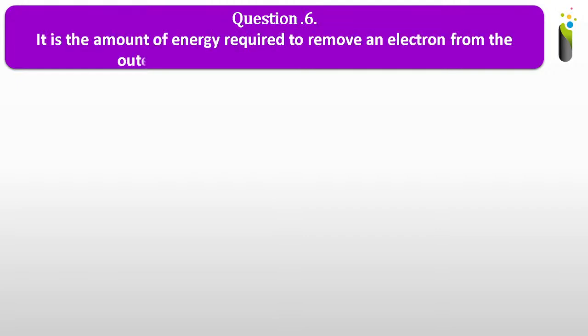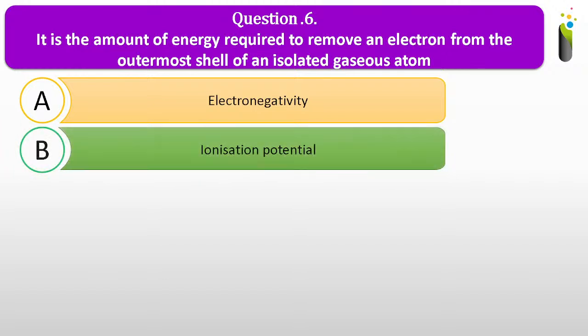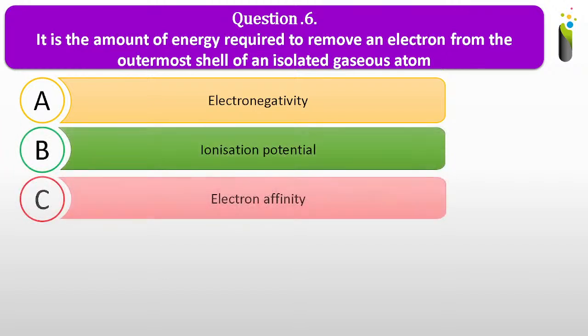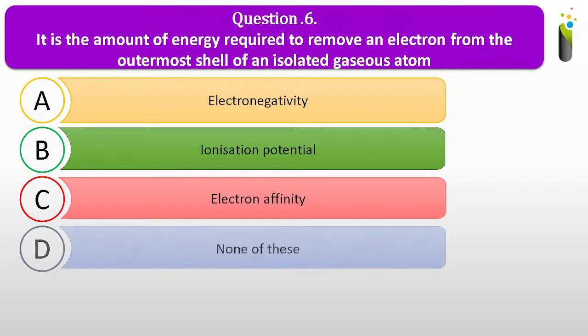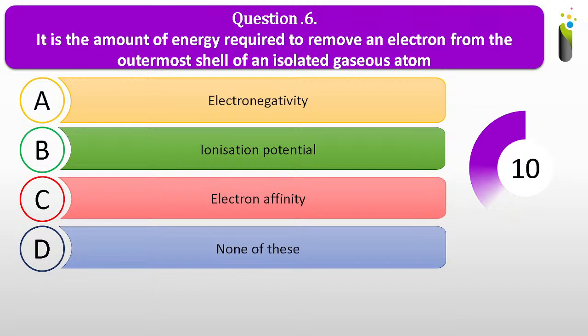It is the amount of energy required to remove an electron from the outermost shell of an isolated gaseous atom. A. Electronegativity. B. Ionization potential. C. Electron affinity. D. None of these. So what should be the answer?